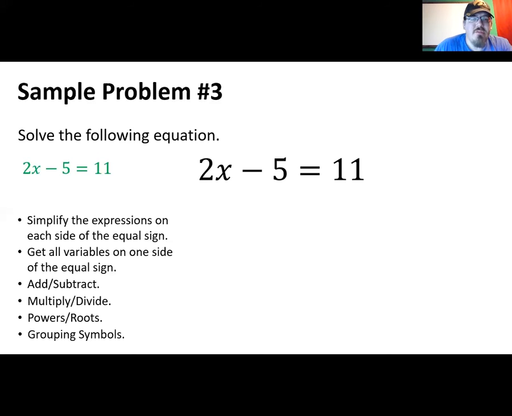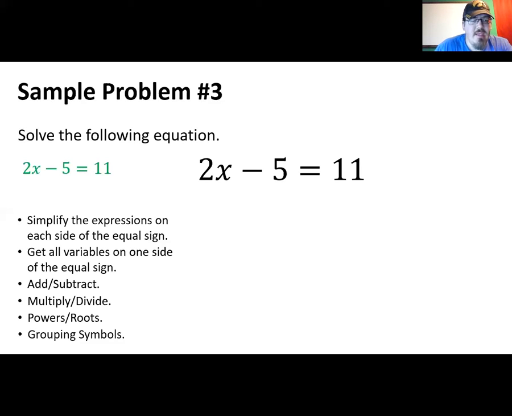So I'll start with my equation here. There's nothing to simplify. There's no like terms. There's no parentheses to distribute out or anything like that. So each side is as simple as it can be at this point. There's only the one term with an x in it, so the variable is already on one side of the equation and in the process of getting it by itself.